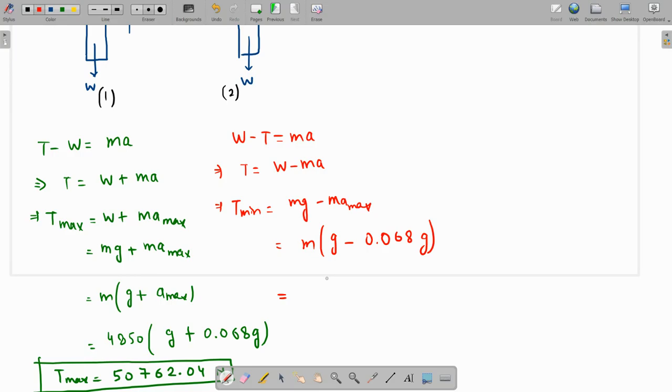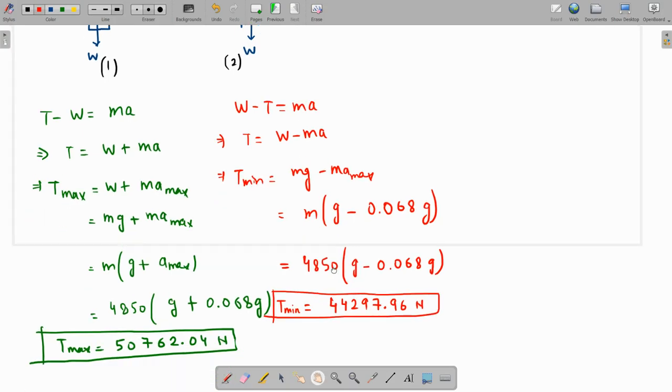So we know the value of mass, it is 4850, and g minus 0.068 g remains as it is. Let me just grab my calculator and find this. So that's going to be equal to 1 minus 0.068 times g times 4850. So that's going to be equal to 44297.96, and the unit is newtons. So this is the minimum value of the tension for the cable.